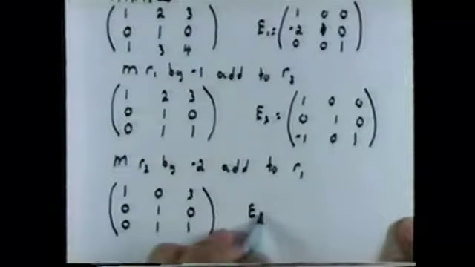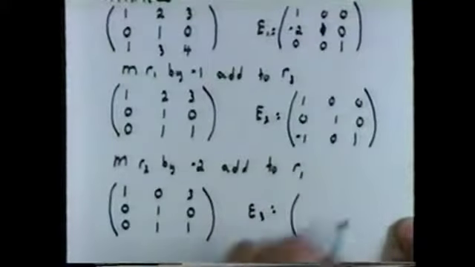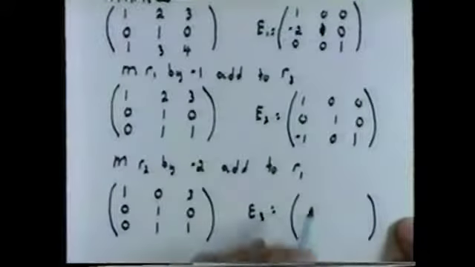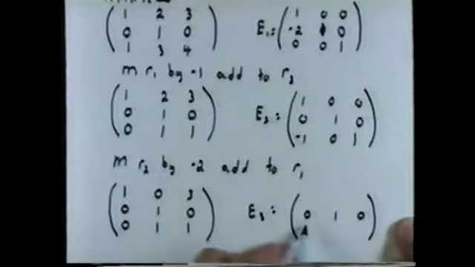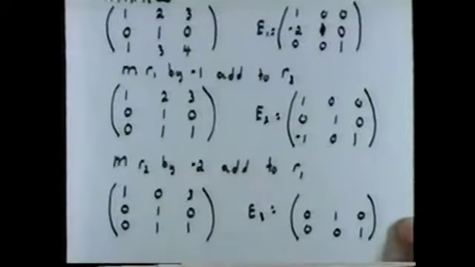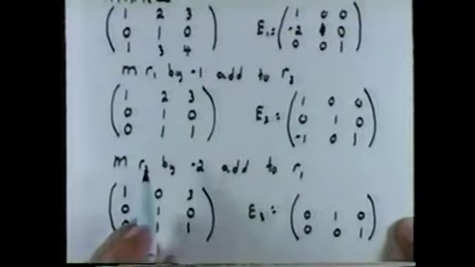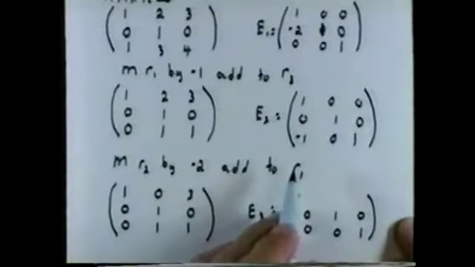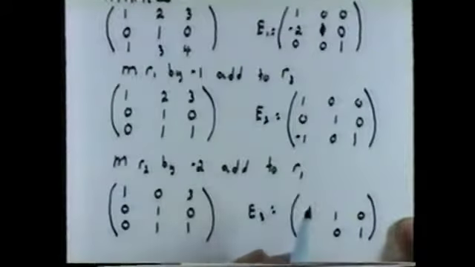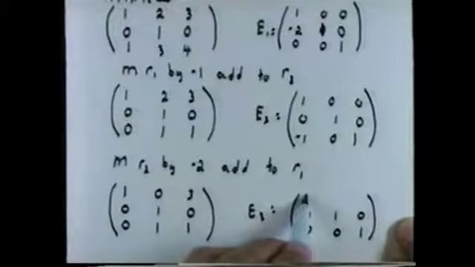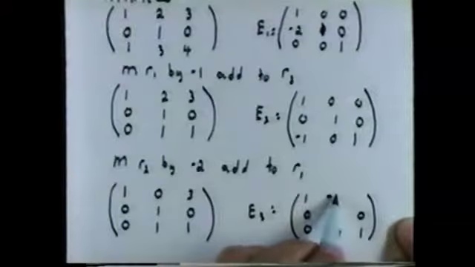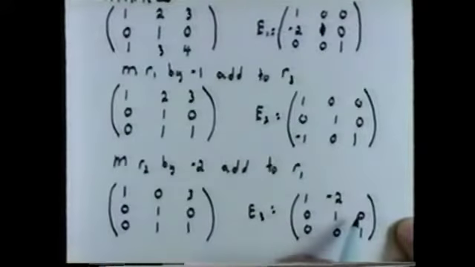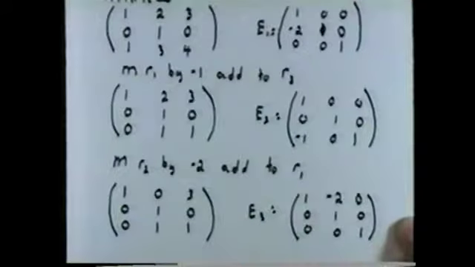So for E3, I'm going to do the same thing to the identity matrix. The identity matrix has 0, 1, 0, 0, 0, 1. And I'm going to multiply row 2 by negative 2 and add to row 1. Well, row 1 in the identity matrix is 1, 0, 0. So negative 2 times 0 is 0. 0 plus 1 is 1. Negative 2 times 1 is negative 2, plus 0 is negative 2. Negative 2 times 0 is 0, plus 0 is 0.